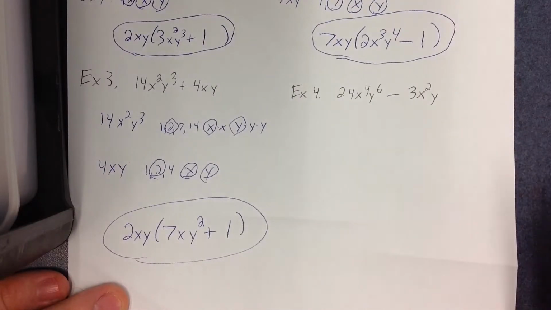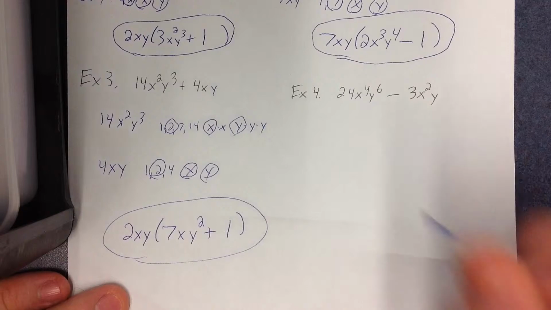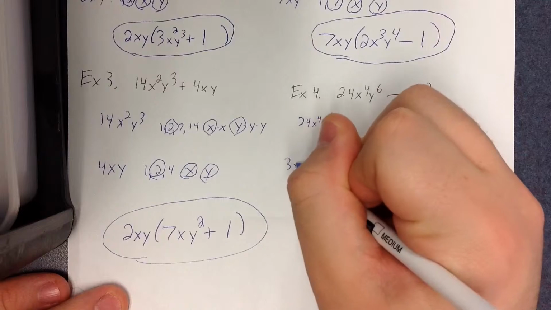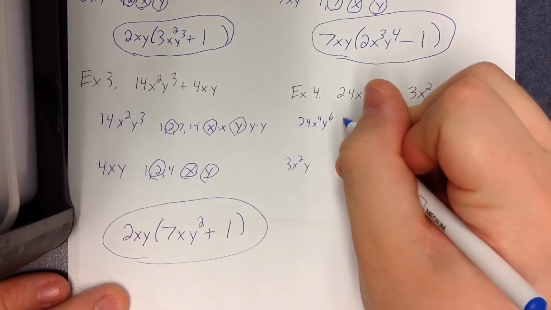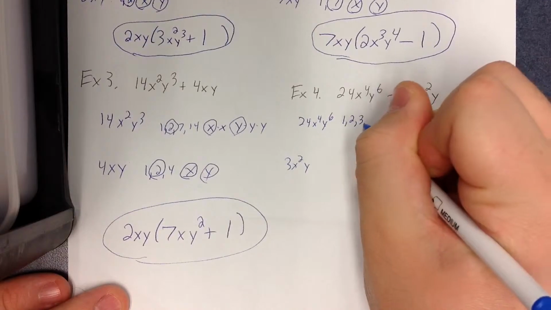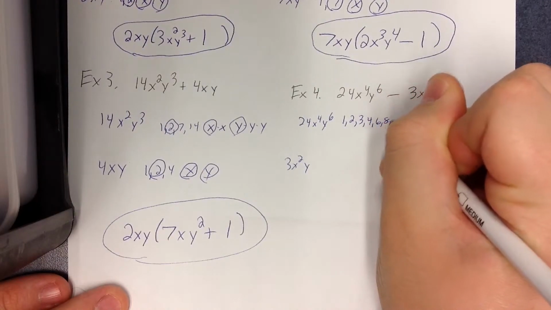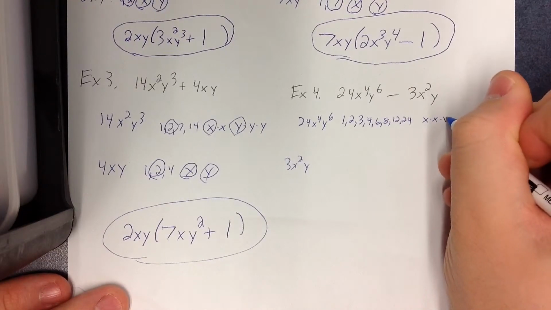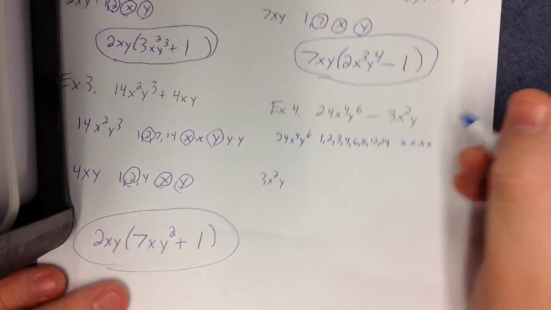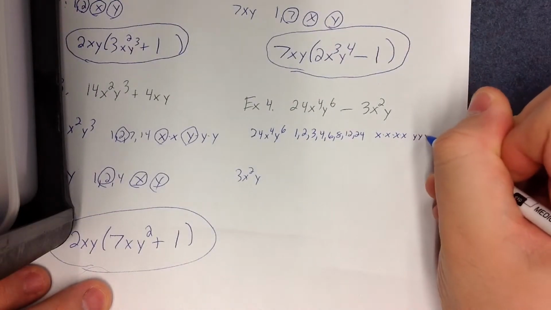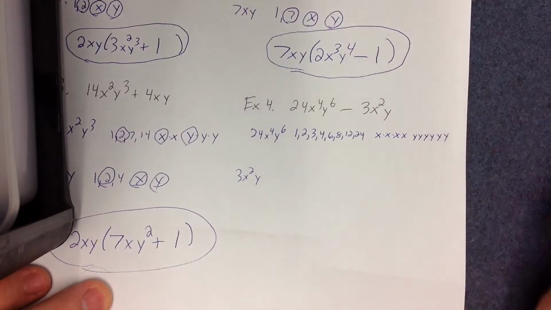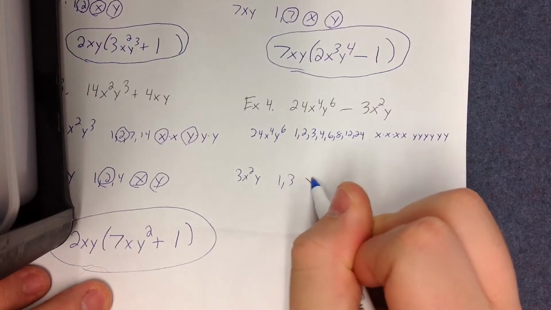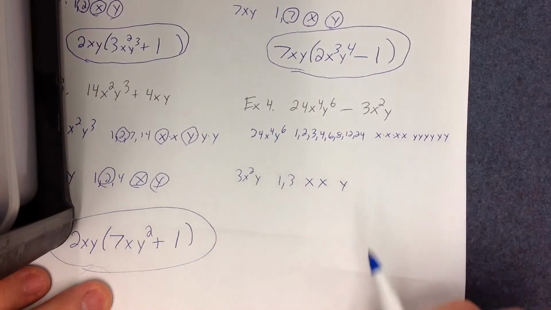Example 4, 24x to the fourth y to the sixth minus 3x squared y. So again, 24x to the fourth y to the sixth and 3x squared y. So numbers that go into 24, there's a lot of them: 1, 2, 3, 4, 6, 8, 12, and 24. And then x to the 4th. And then y to the 6th. So 1, 2, 3, 4, 5, 6. Numbers that go into 3 are just 1 and 3. X squared means x and x, and then 1y.